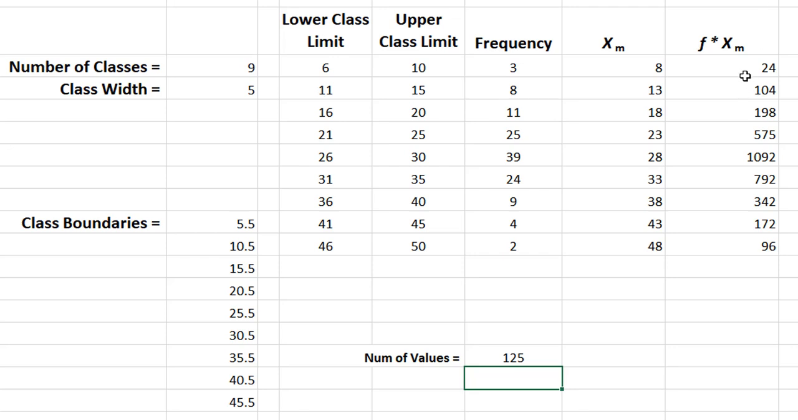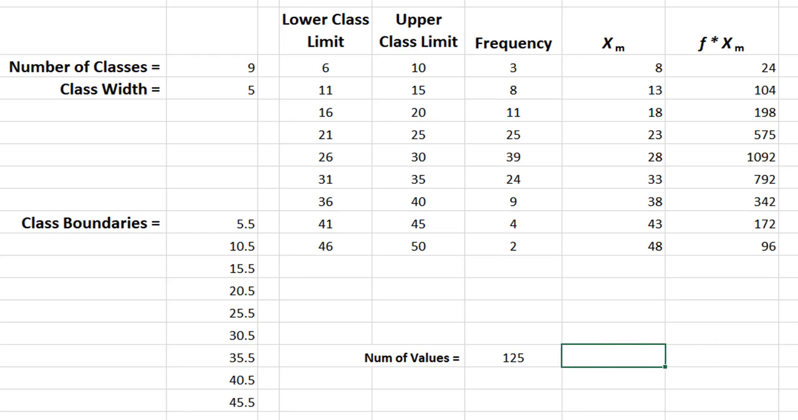Okay, so the next thing I want to do is add up the sum of all my values. Well, remember, we're using 8 to estimate everything between 6 and 10 miles per hour and 13, etc. Now, this represents all of the 8s I have. This represents all of the 13s that I have. This represents all of the 18s that I have. But if I add all that up, it will give me the sum of all my values, an estimate of that.